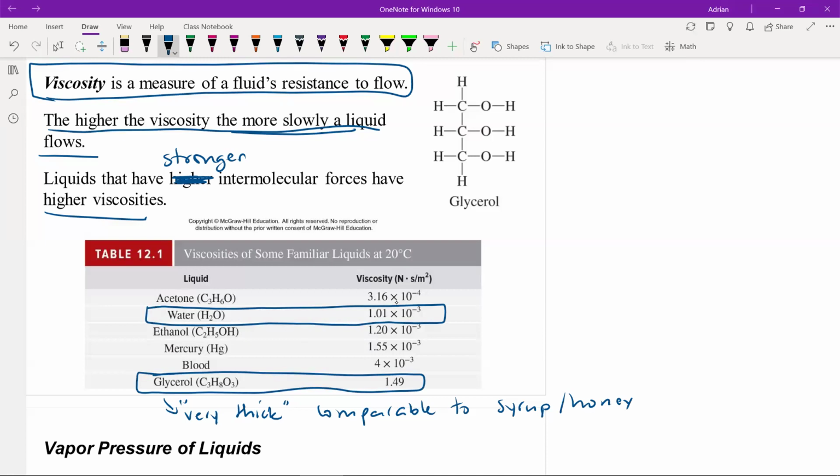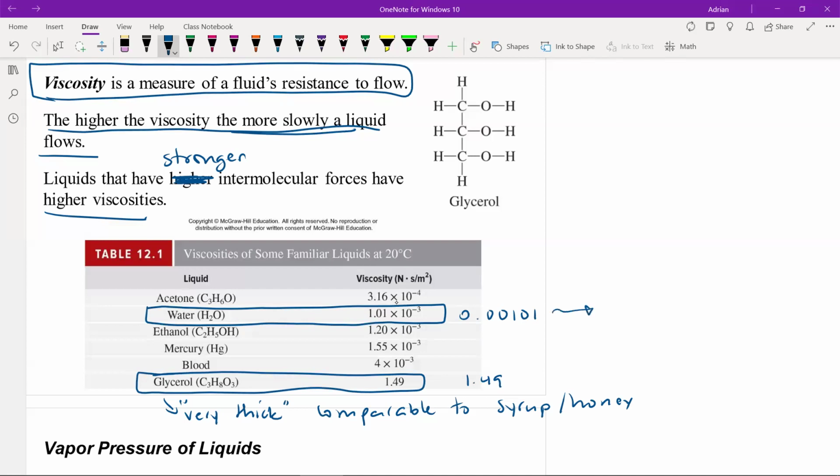And what we see here is the viscosity of water. This is 0.00101, and the units are Newton seconds per meter squared. You don't need to memorize these. We just need to be able to compare them. And in the case of glycerol, it is 1.49. So the viscosity of water is about 1/1000th that of the viscosity of glycerol.